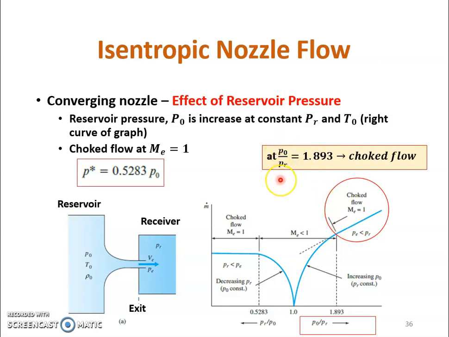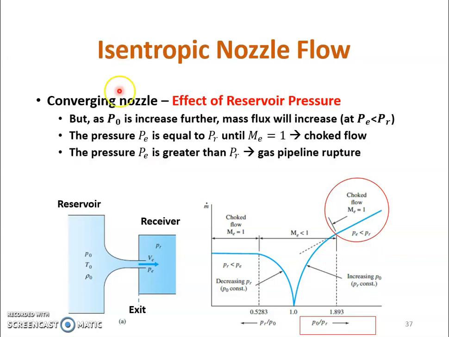This is actually just the reciprocal of the P star equation with the P naught. When you take the reciprocal, P naught over P star, you are going to get this number. This is just the opposite, the reciprocal of this ratio. So it can be a choked flow also at this exit condition here, where the ratio of P naught over the PR is about 1.893. So we can also have the choked flow at this condition.